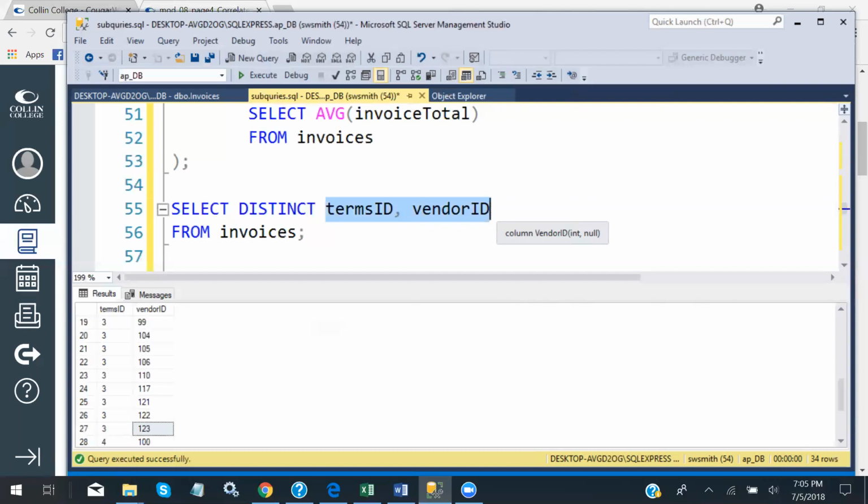To make terms ID, vendor ID distinct, terms ID has to be repeated. There's no way to make terms ID distinct without also making the vendor ID distinct. I see. Okay. All right.